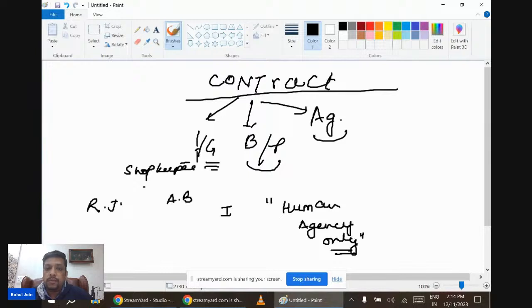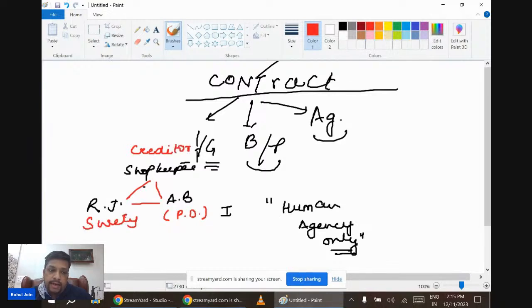Okay. As far as a contract of guarantee is concerned, there are three parties: shopkeeper, Rahul Jain, and Abhishek. Abhishek will be known as the principal debtor, the shopkeeper will be known as the creditor, and Rahul Jain will be known as the surety, whom you commonly call the guarantor.